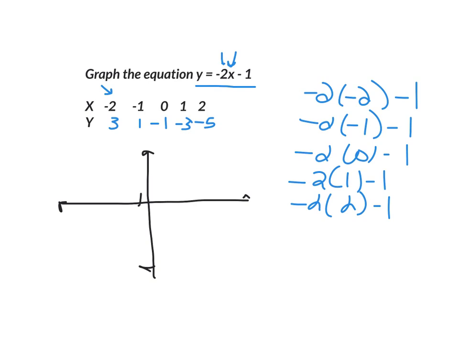So I'm going to graph negative 2, 3, right there. Negative 1, 1, about right there. 0, negative 1, about here. 1, negative 3, down here. And then 2, negative 5, which is, sorry, my graph's not very accurate. Should be a line. I'm pretty close. Should be a straight line there. Graph the equation. You can connect the dots. And it should be linear. Should be a line.